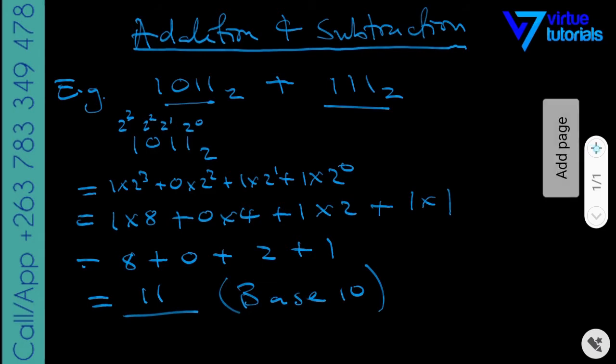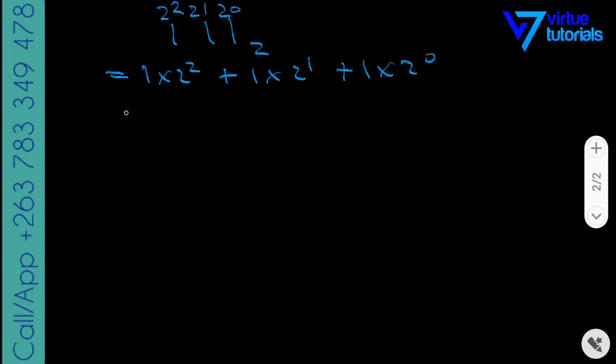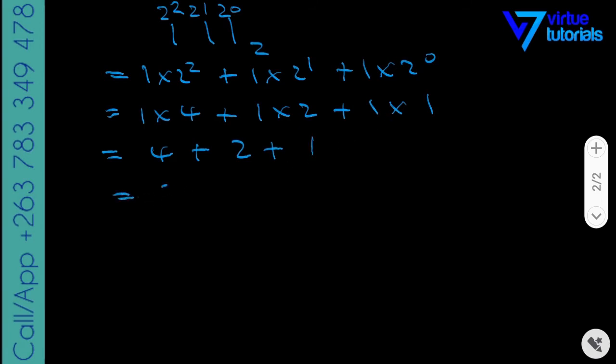So now let's take our 111, convert it to base 10 as well. So we've got our 111 base 2, we have a 2 to the power 0, 2 to the power 1, 2 to the power 2, gives you 1 times 2 to the power 2, plus 1 times 2 to the power 1, plus 1 times 2 to the power 0. So this gives you 1 times 2 to the power 2 is 4, 1 times 2 to the power 1 is 2, and then 1 times 2 to the power 0, 1. If you add this up, 4 plus 2 plus 1, you get a 7.